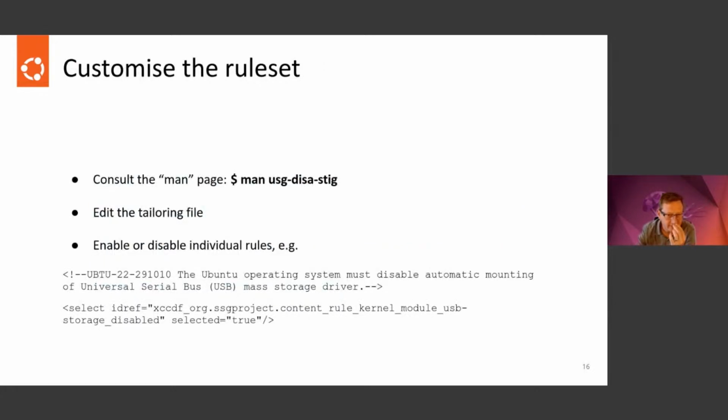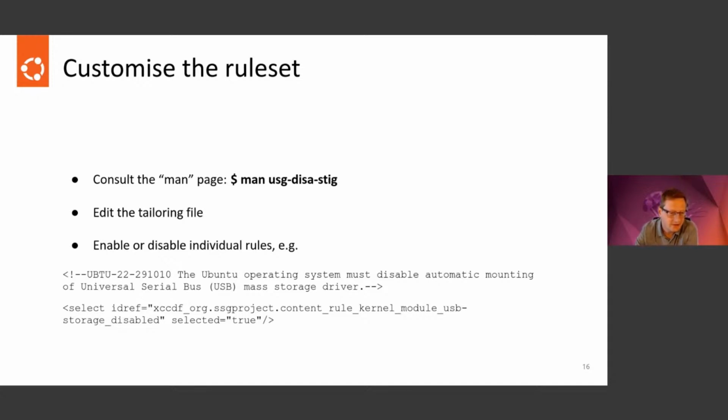I mentioned the tailoring file is again an XML document, and I pulled out an example here, which might be specific to individual missions. One of the STIG guidelines is for disabling automatic mounting of USB mass storage devices. So this is where you don't want to plug a USB stick into your machine and have the machine automatically mount it, because that is a potential security risk. But maybe you decided that actually you do want to have this, and there's a good reason for you to have this, and you've got some other controls in place to make sure that this is not going to be a threat to your system.